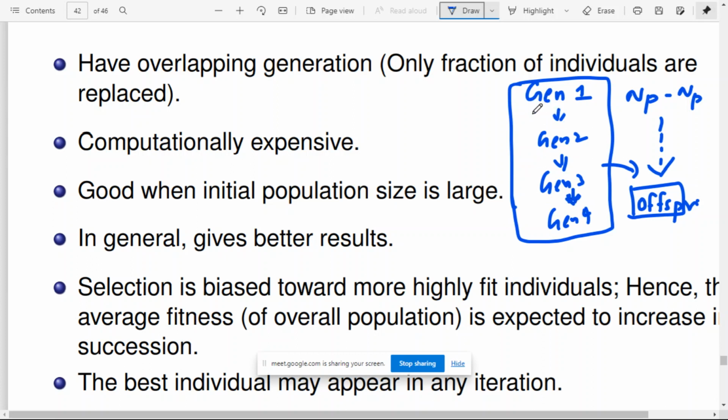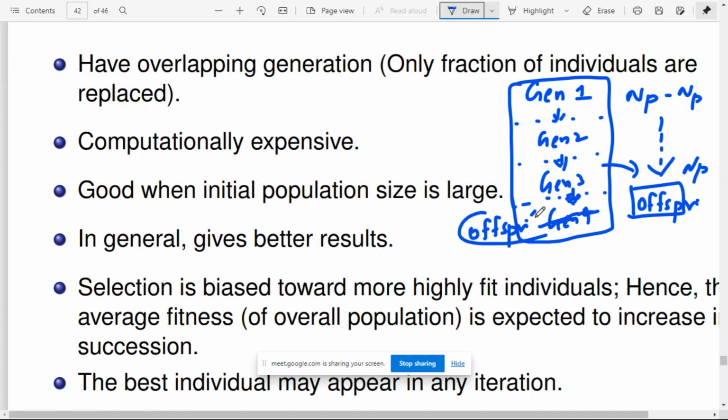I'm not understanding. See, there are four generations in the overall population. The algorithm says that whenever you create a new set of offsprings, obviously there will be NP new offsprings. This new offspring should replace all the members of the last generation. What is the last generation? Generation 4. This will be replaced by this offspring, because this is the last generation, right? Are you getting? So now generation 4 will be replaced by this.